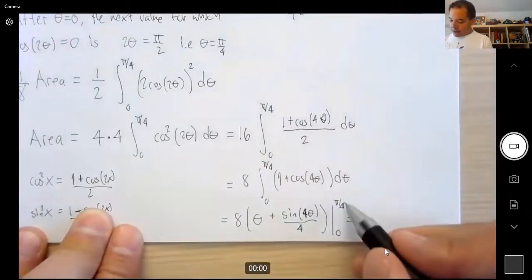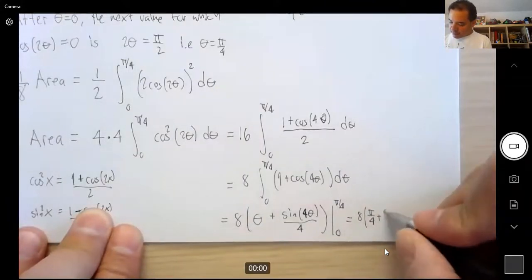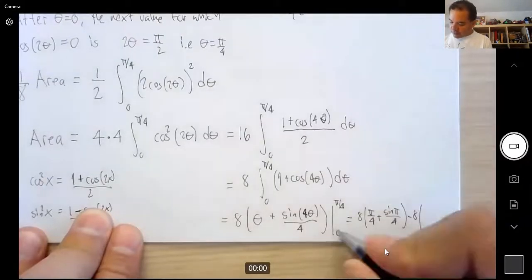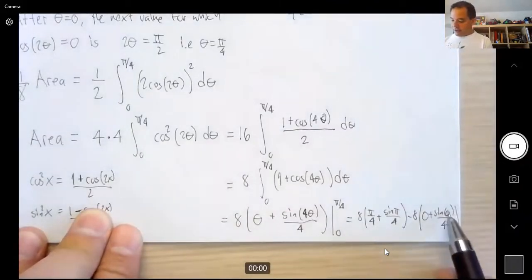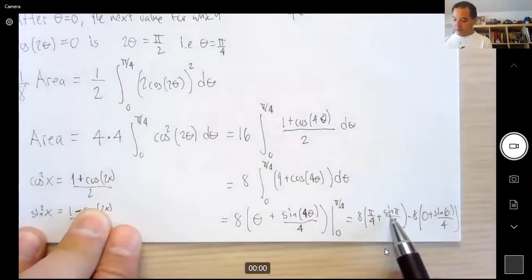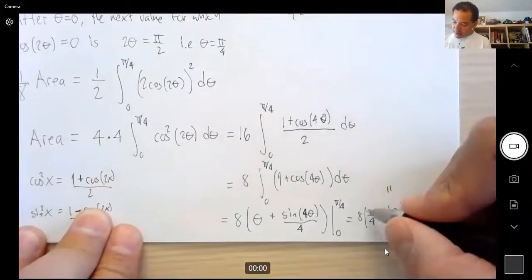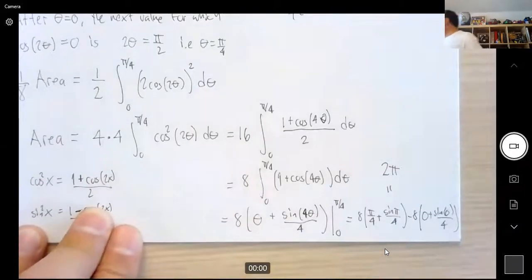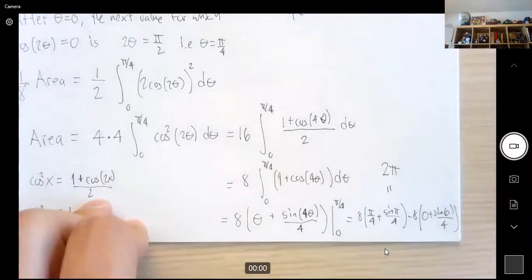So we plug in pi over 4, and that's pi over 4 plus sine pi divided by 4, minus, we plug in 0, and that's 0 plus sine 0 divided by 4. So 0 and sine of pi are all zeros. The only thing that survives here is the 8 and the pi over 4, so that's actually 2 pi. So the answer is 2 pi.